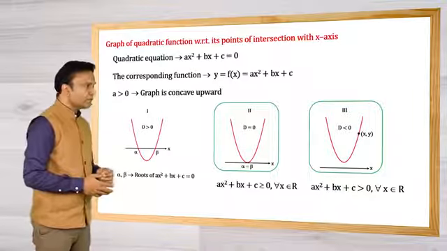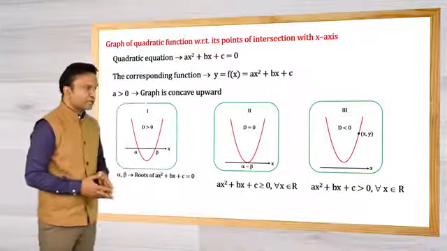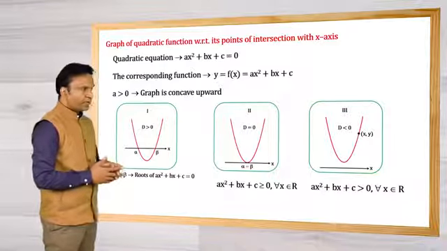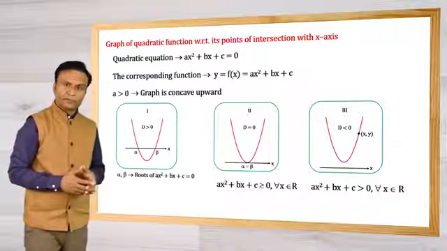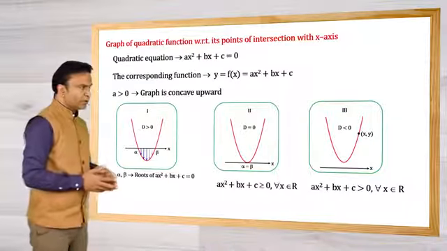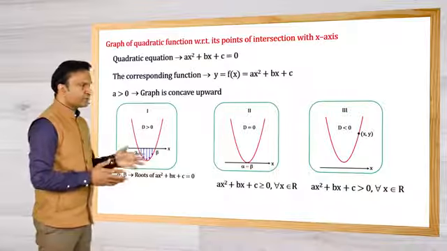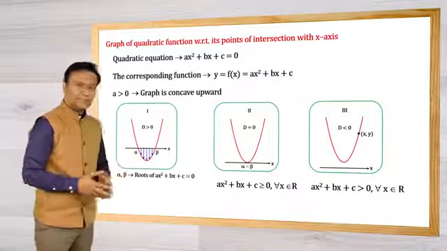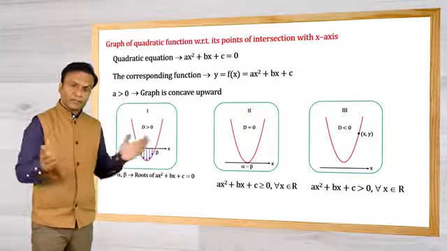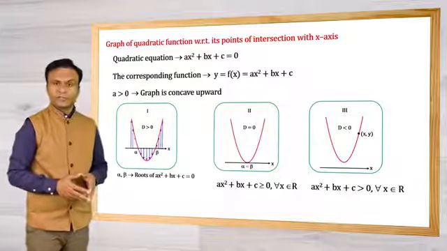In the first figure, where the graph is intersecting the x-axis at two distinct points, we can see that when the value of x lies between alpha and beta, the value of y is negative. That means the value of the quadratic function is negative. And when x lies outside alpha and beta, the value of the quadratic function is positive.